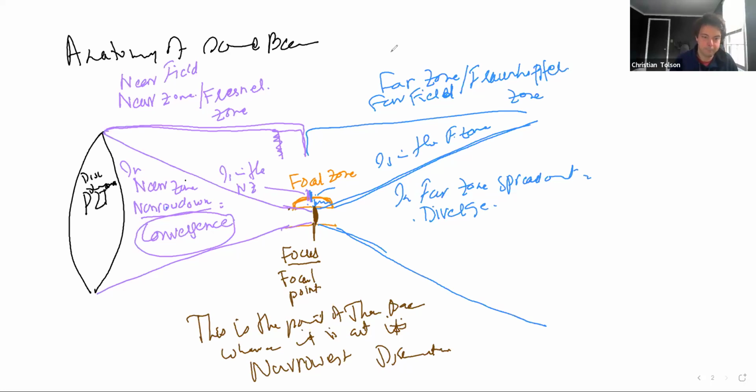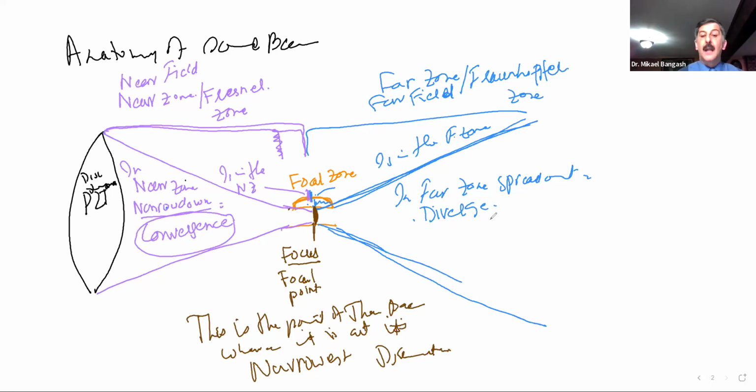So what is the far zone? We can say it's the area that comes after the focus or focal point. Clear? What's going to happen to the beam in the far zone is that it will spread out. It will diverge. So what actually happens to the beam in the far zone is divergence. Did you guys get that?